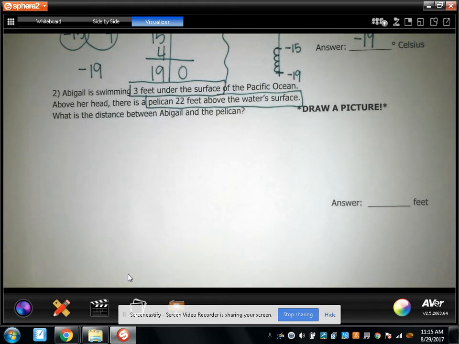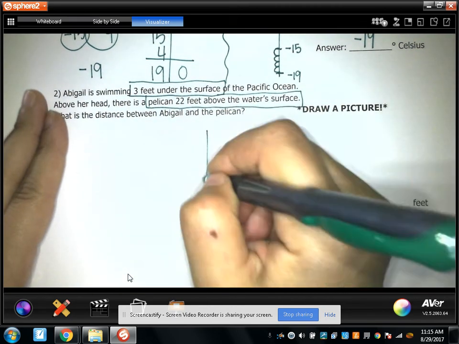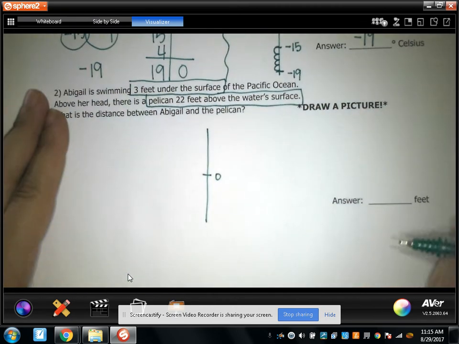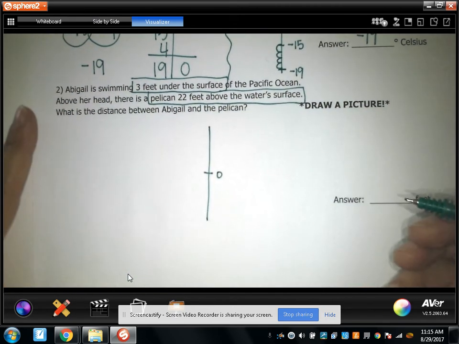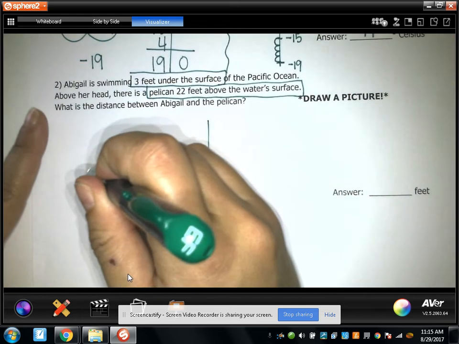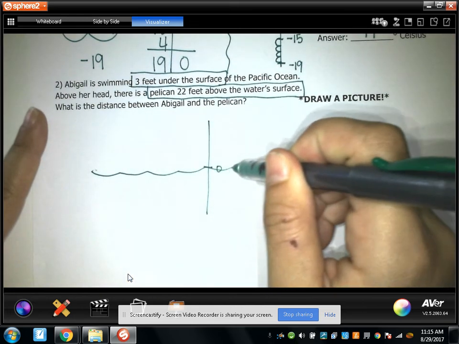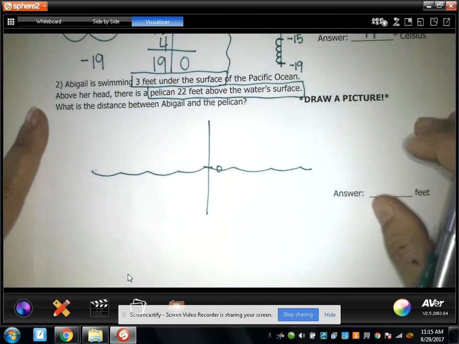Abigail is swimming 3 feet under the surface of the Pacific Ocean. Above her head, there is a pelican 22 feet above the water's surface. What's the distance between Abigail and the pelican? All right, so again, I like to draw my number lines starting with 0. And in this problem, the water surface is 0. So maybe I'm even going to draw the water.